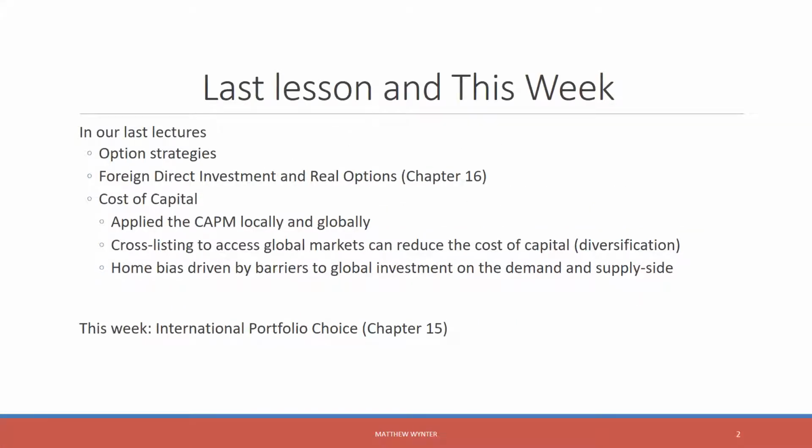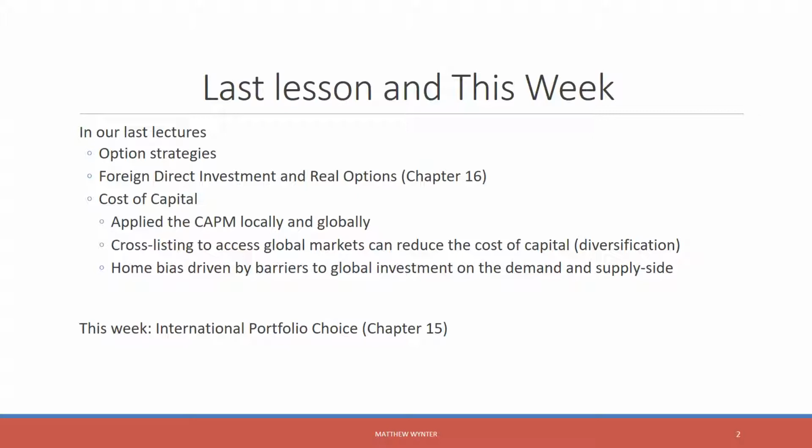In our previous lecture, we looked at different option strategies. We looked at foreign direct investment, and we used real options as a way of understanding those foreign direct investment decisions. Our very last lesson looked at the cost of capital. We applied the CAPM locally and globally. We looked at cross-listing as a means of accessing global markets, and we showed how this can reduce the cost of capital because of diversification.